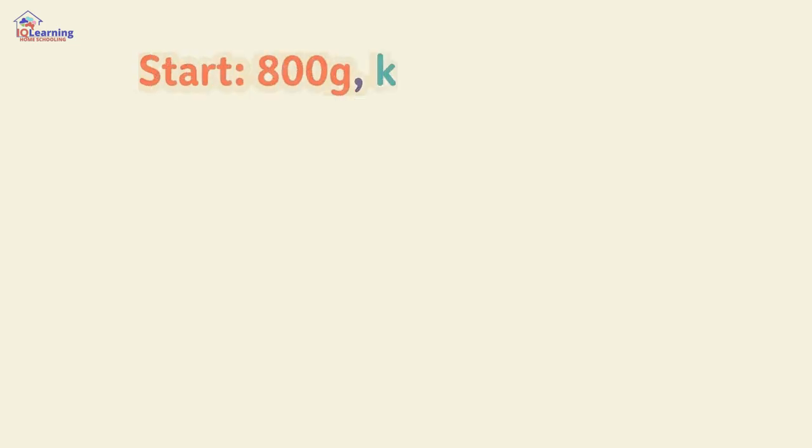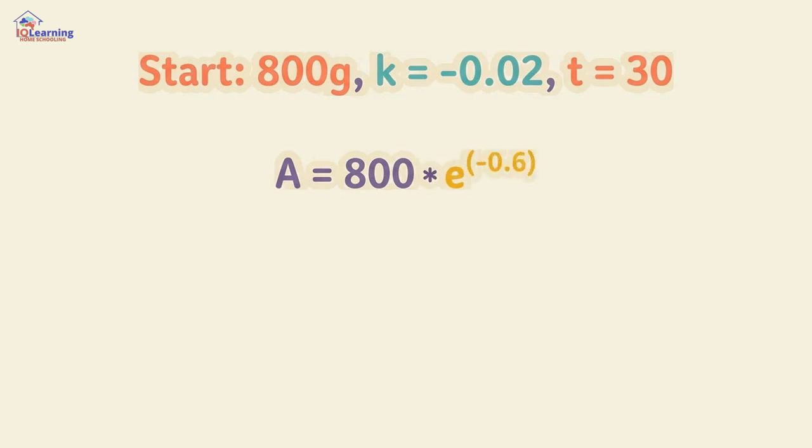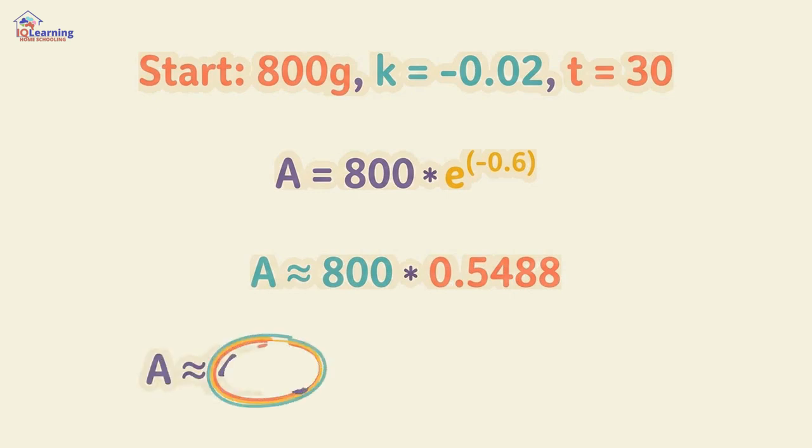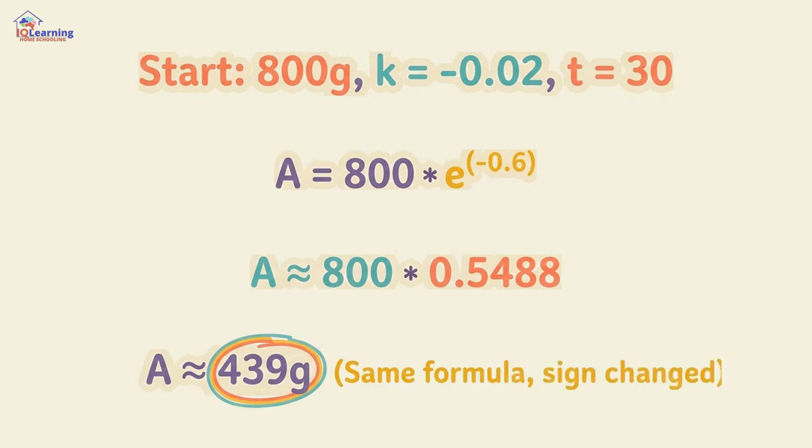Now decay. Start with 800 grams and let K equal negative 0.02 per day for 30 days. A equals 800 times e to the negative 0.6. e to the negative 0.6 is about 0.5488, so the final amount is about 439 grams. Same formula, same steps, only the sign changed.